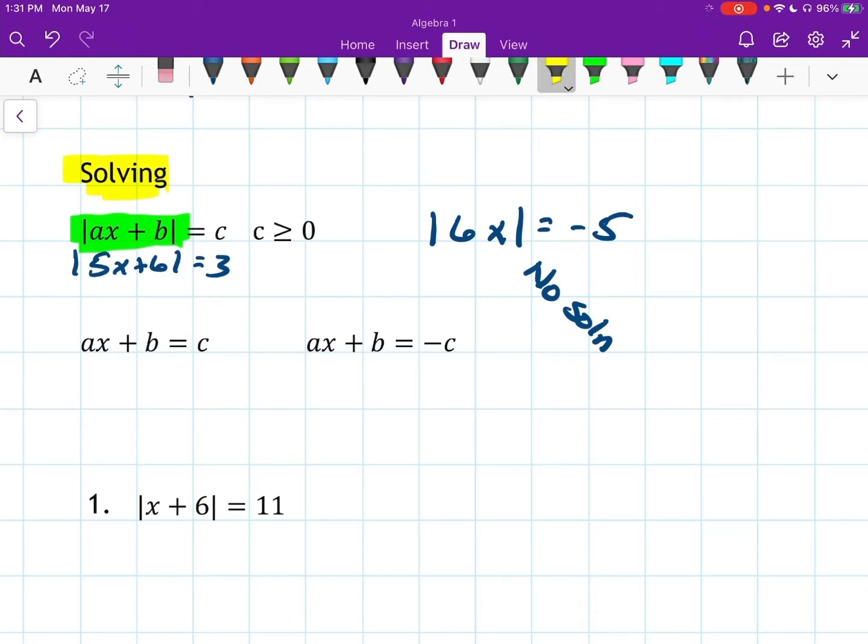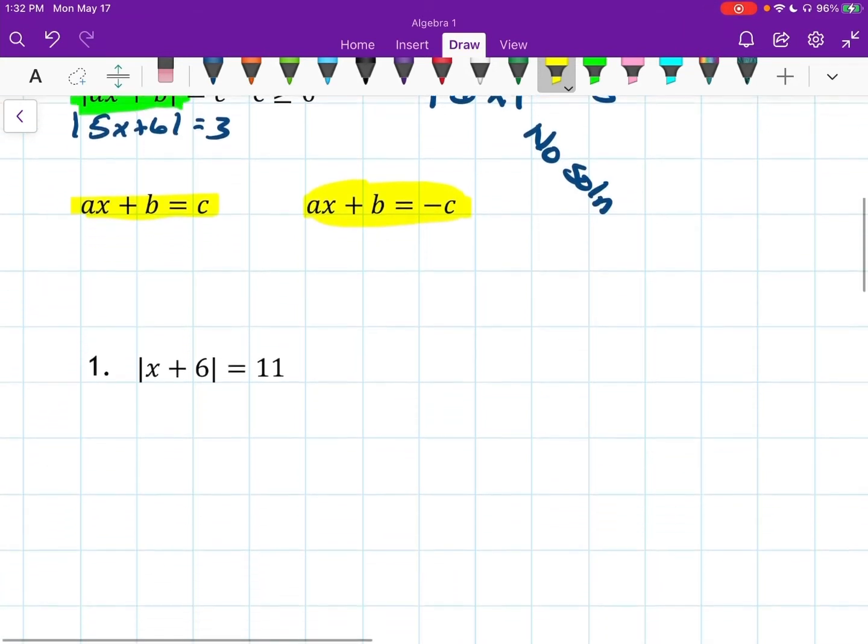Assuming it's not like that, assuming it's a nice number like 3, then what you're going to do is you're going to get rid of the absolute value bars and split it up. You're going to have one of them that all you do is take away the absolute value bars. And the other one, you take away the absolute value bars and you multiply the piece that's not in absolute value bars by -1. So let's look at this and let's see how this would work.